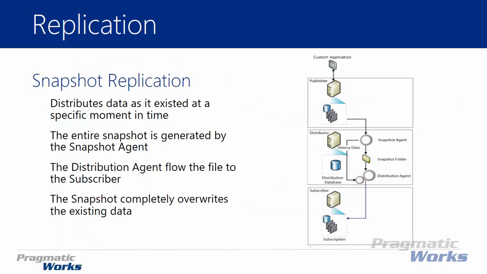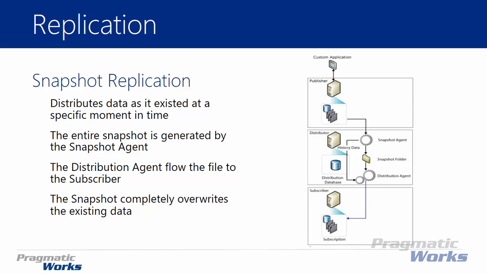Our next form of replication that we're going to talk about is snapshot replication. This is probably one of the easiest forms of replication to set up. It also provides us with the ability to move data from one place to another real easily. Snapshot replication distributes the data as it existed at that specific moment in time.